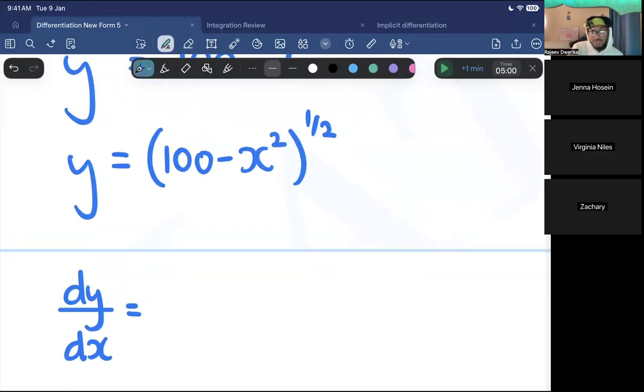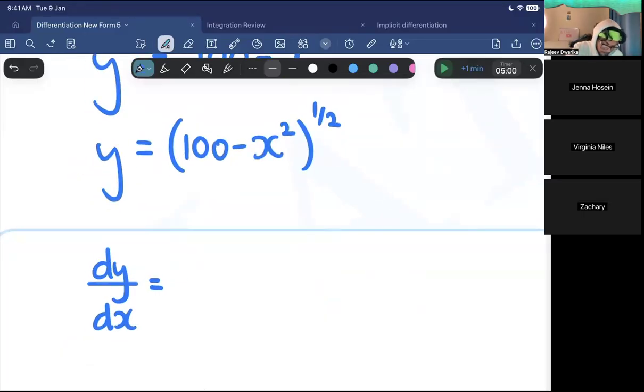Okay, so Zachary, walk me through the process again. You would differentiate in the brackets and you would get minus 2x. Forgetting something. What do you gotta do with that power? You multiply by the power first. So you pre-multiply by the power, so a half. What do we do next? Then you differentiate the inner function. If you differentiate the inner function, what would you get? Minus 2x.